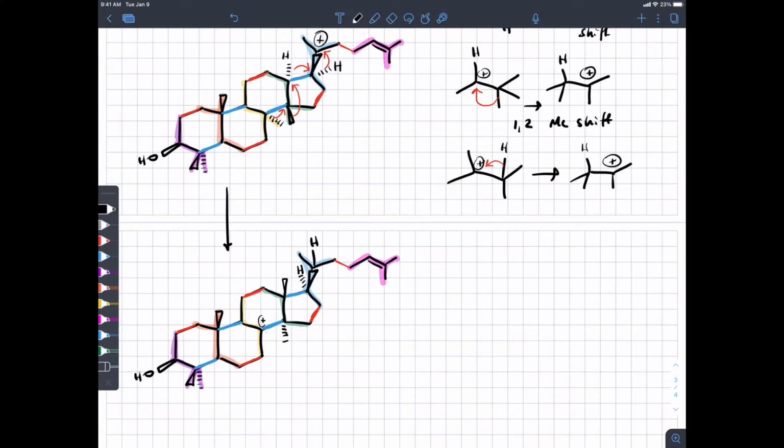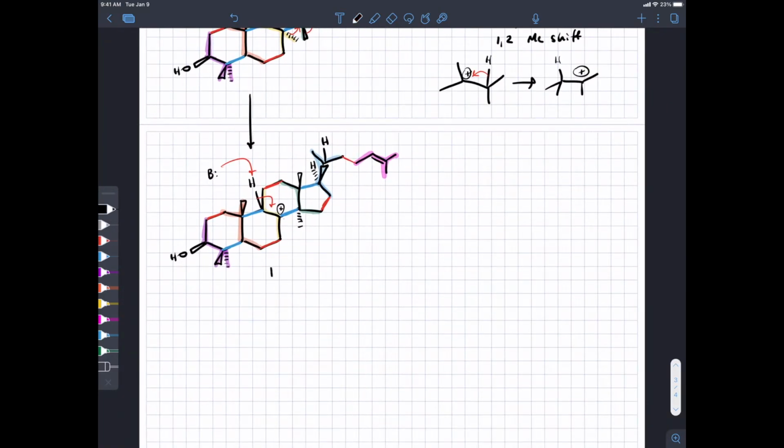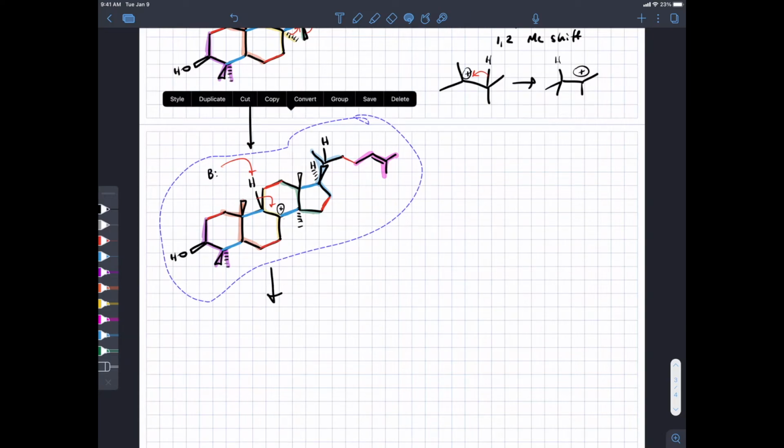Now you have a positive charge here, and it's at this stage that a base will come along and remove this proton, and that will get you to a neutral product.